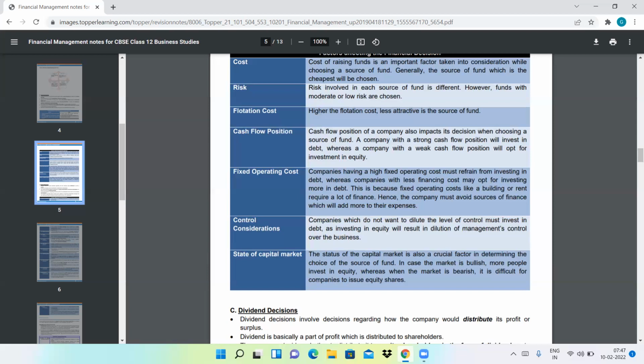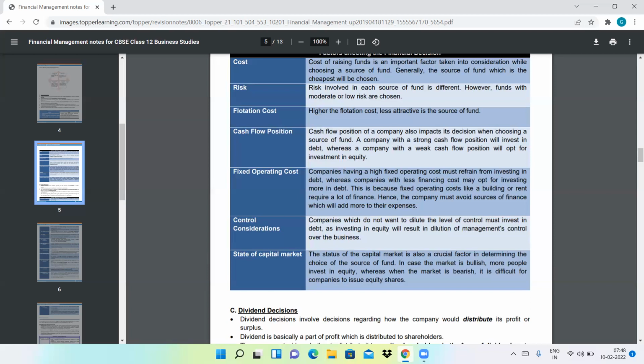Third is the flotation cost. Flotation cost is how much money is required for raising the funds, such as underwriting expenses, brokerage commission, and various other expenses you have to bear while raising the funds. If the flotation cost is high, then the fund being raised becomes less attractive compared to the fund where the flotation cost is comparatively less.